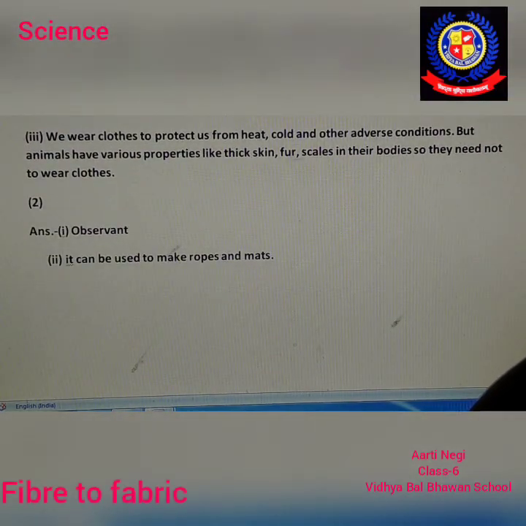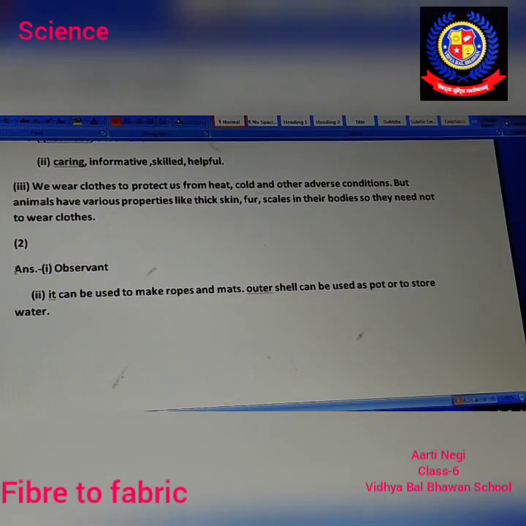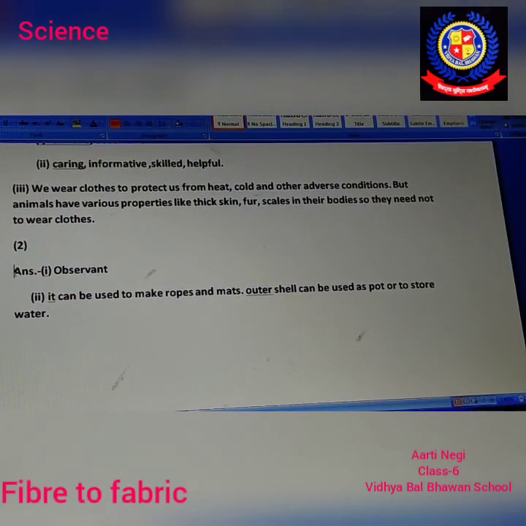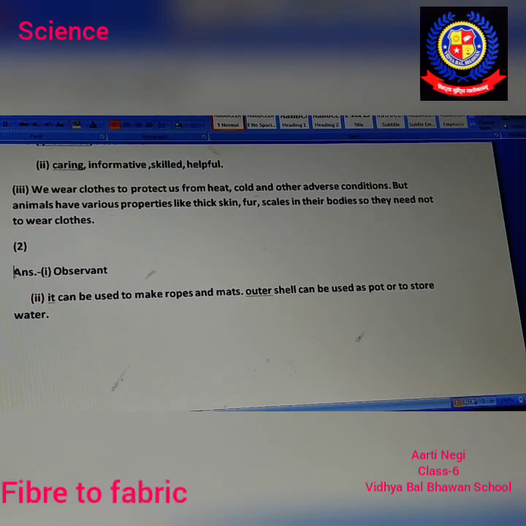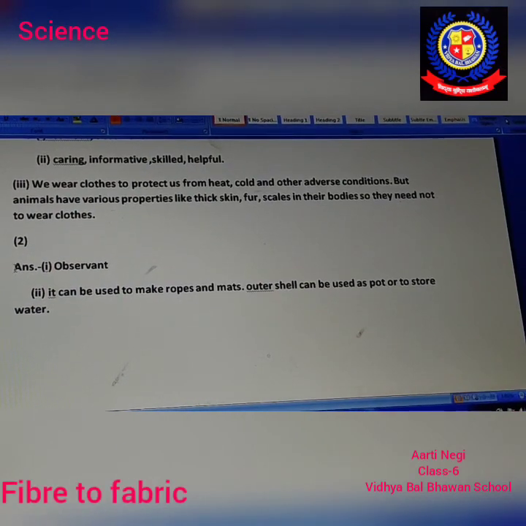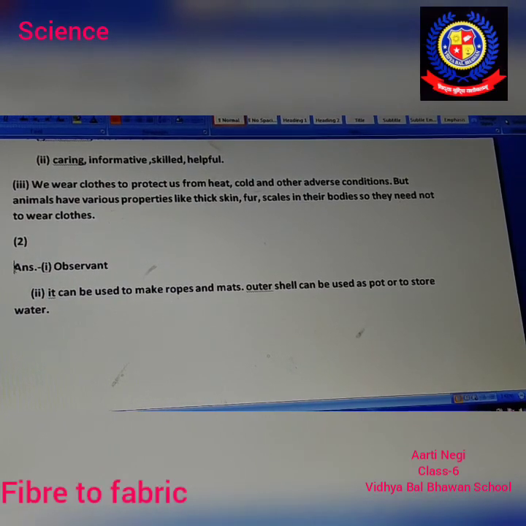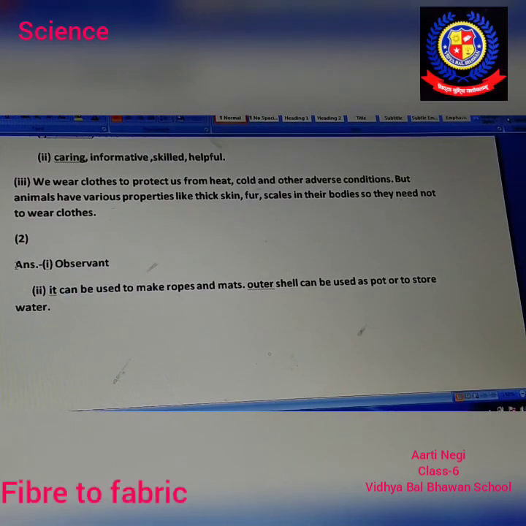Okay, so its answers are: the quality here is that he is very observant. And question number 2, what is the use of these two discarded materials? It can be used to make ropes or mats, and the outer shell can be used as a pot or to store water.